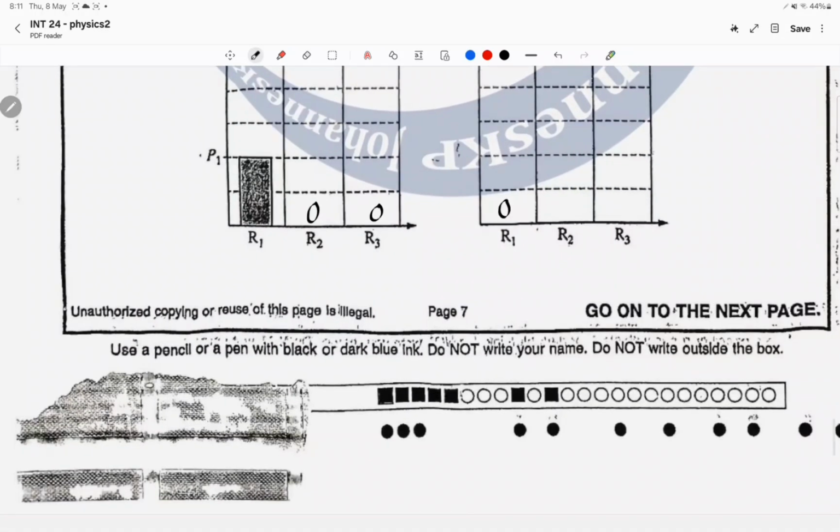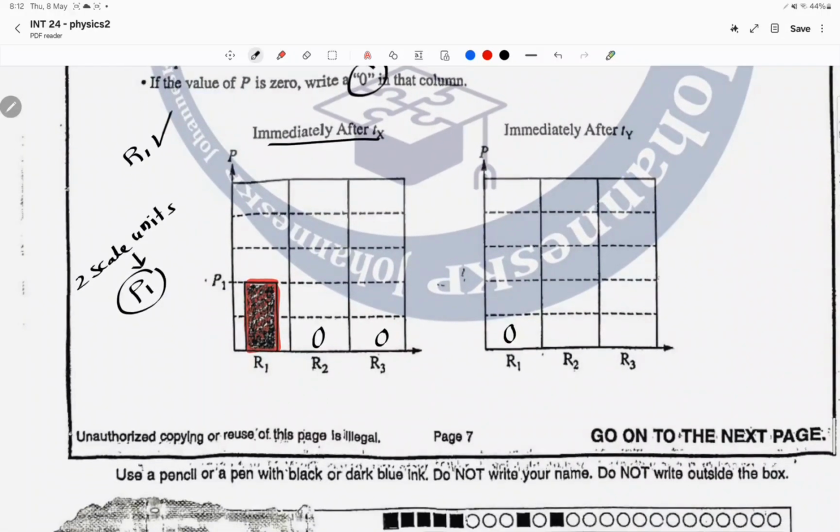So look, right now, if you look here at the scaling, having two scale units is equal to power 1. So 2 scale units is basically power 1. The question is, what is power 1?